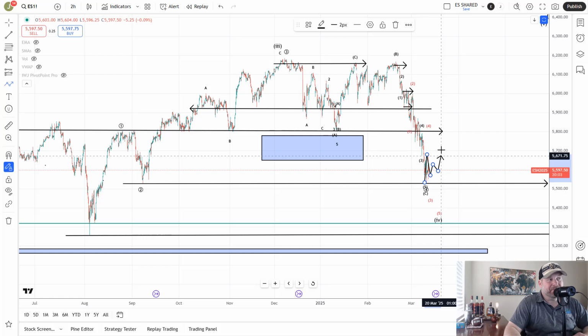And I think the minimum target we're looking at, if we can get this bounce and follow through, would be 5,800. You might say, why 5,800? Is that a fib? No, it's not a fib. It would be a decent place resistance-wise, but it's really the bottom of the range.